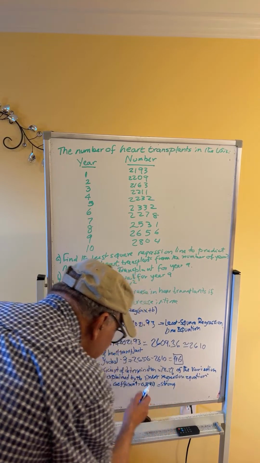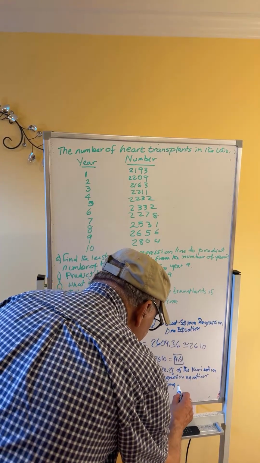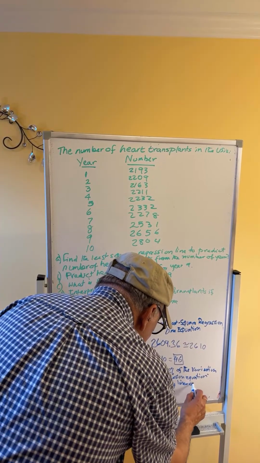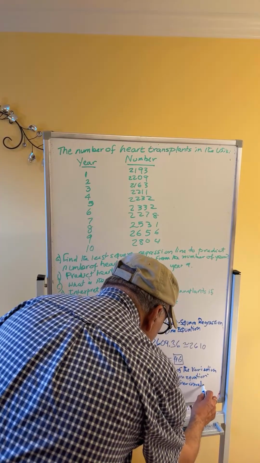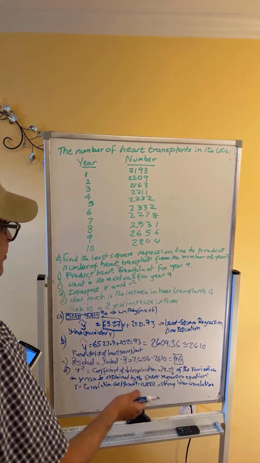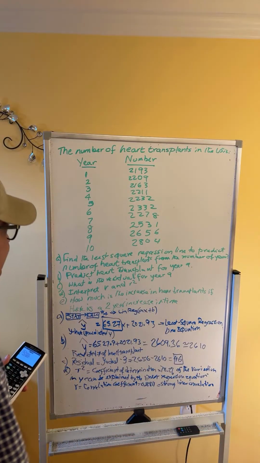Why is it strong? Because the r value is greater than 0.7. Strong linear correlation between x and y. Linear is important because we are fitting a line, and because r is greater than 0.7, it's a strong linear correlation.